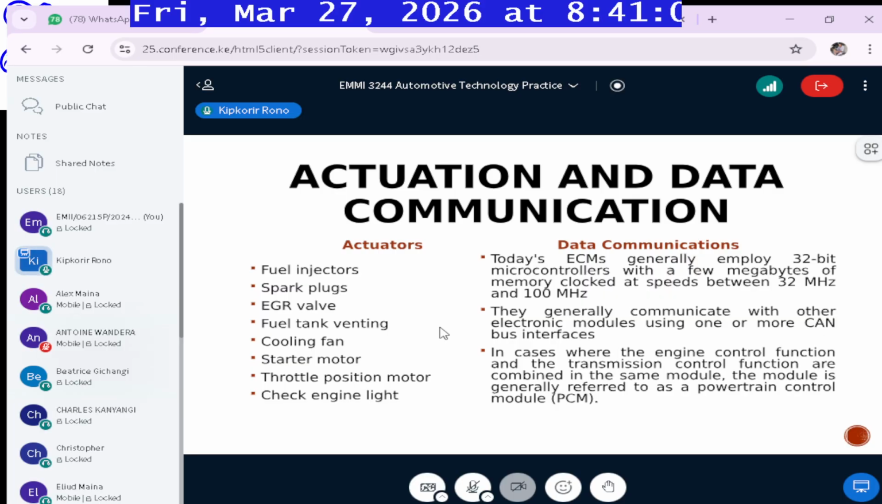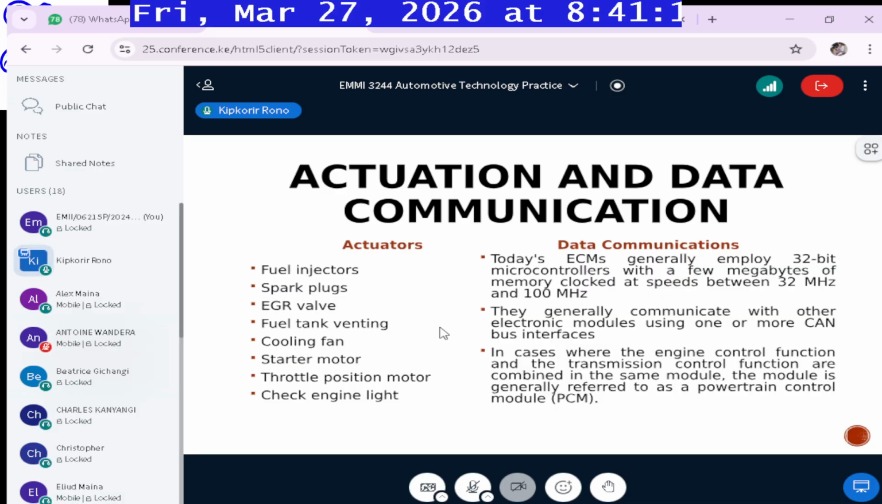Now kuna fuel tank venting. Okay, fuel tank venting, this one you'll find, for example, when there's excess buildup of moisture in the fuel tank, for instance, inatupikanga kuvent and so many other things.